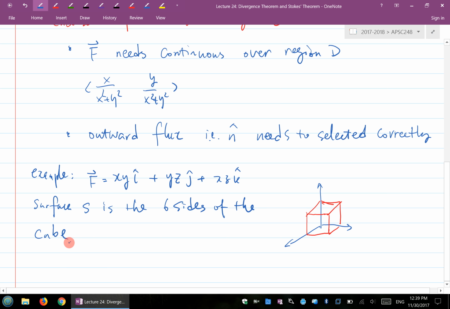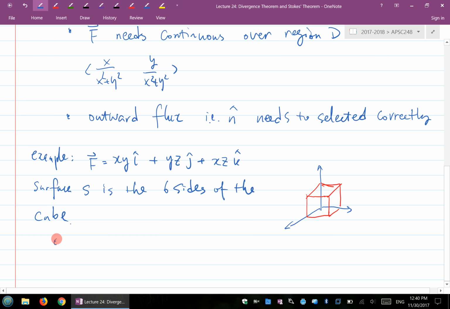What is the k-hat next? K-hat, yeah, what is the k-hat? Oh, XZ. Yeah, so this is your vector field. Your surface S is the 6 sides of this cube, and we want to calculate the outward flux. Okay, so outward flux equals what? And the cube here, of course, is a unit cube because it's 1, 1, 1 on all sides.